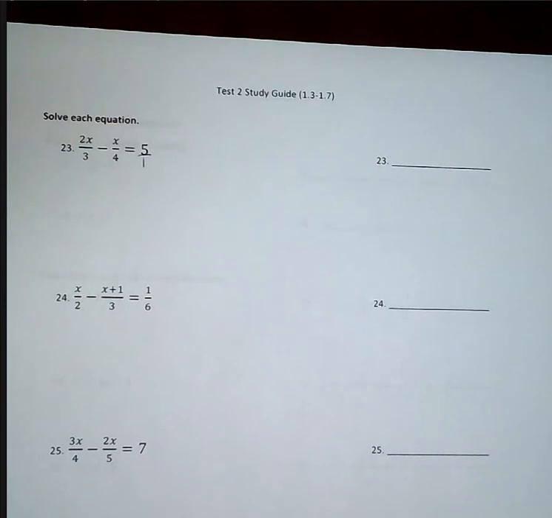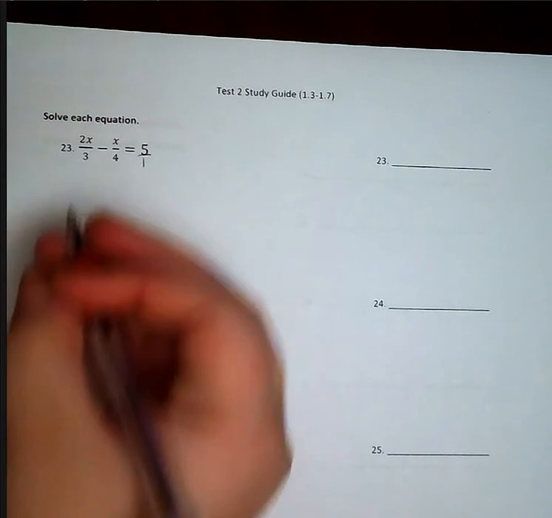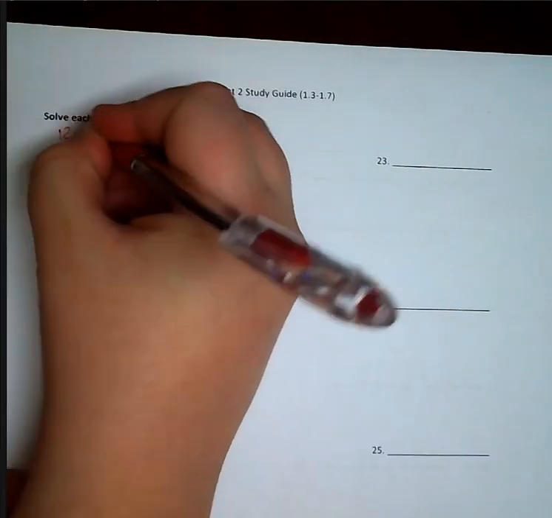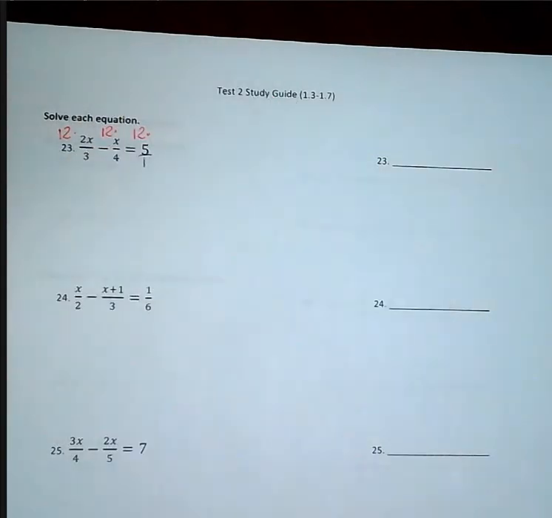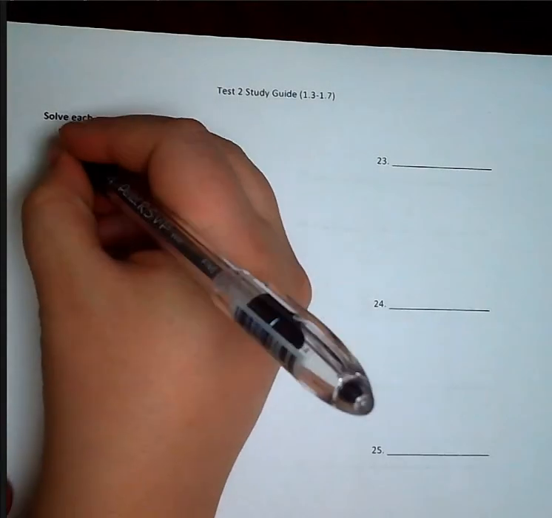And I say that the common denominator, if I were to get one, would be a 12. So I'm going to multiply, and I'm going to use a different color for this. I'm going to multiply everything that has a denominator by 12. So every term is going to be multiplied by 12. So before I do anything, I'm going to want to cancel out my denominators.